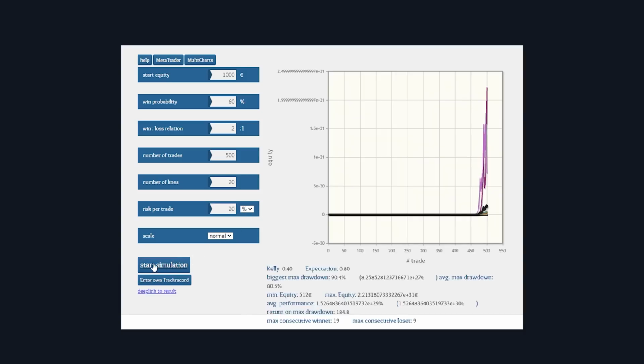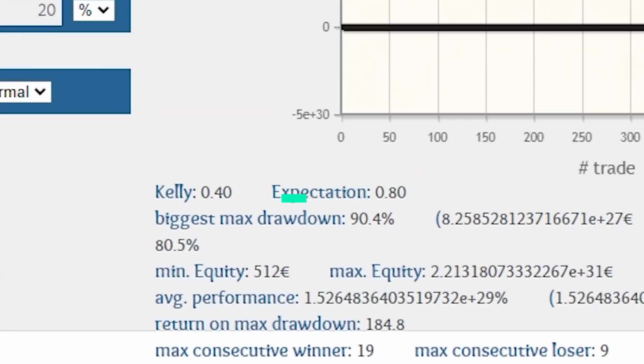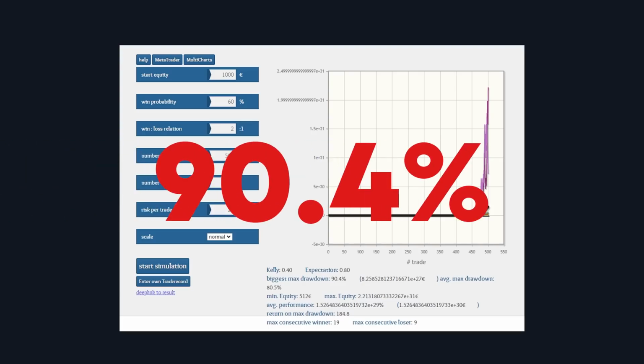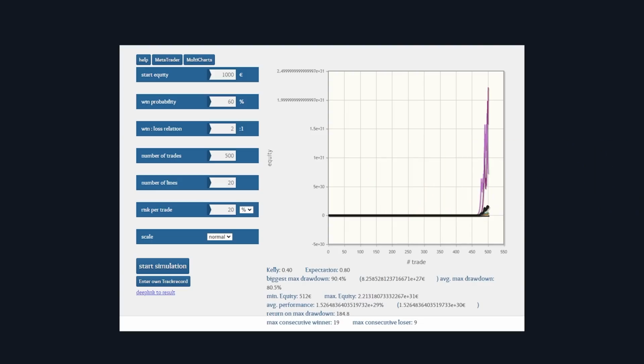The key stat we're looking at is the biggest max drawdown. If you take a look at this, if we were to risk 20% per trade, we have the potential to lose 90.4% of our portfolio. Gone, which is absolutely crazy. Could you handle a 90.4% drop in your portfolio? And that's just with 20%.